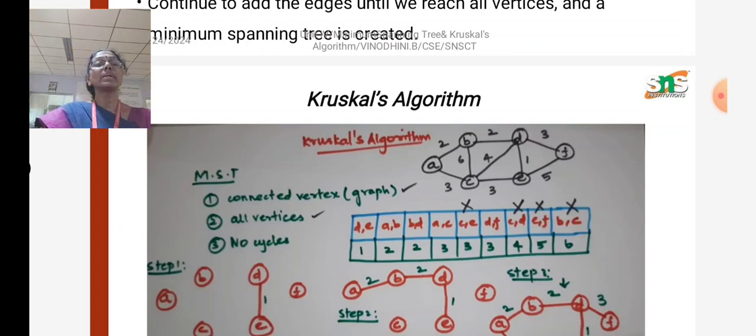Next the minimum weight is 4, so C comma D is equal to 4. And next is E comma F, which is 5, and B comma C, which is 6. So totally we have 9 edges. So add the 9 edges along with the weights from low to high.